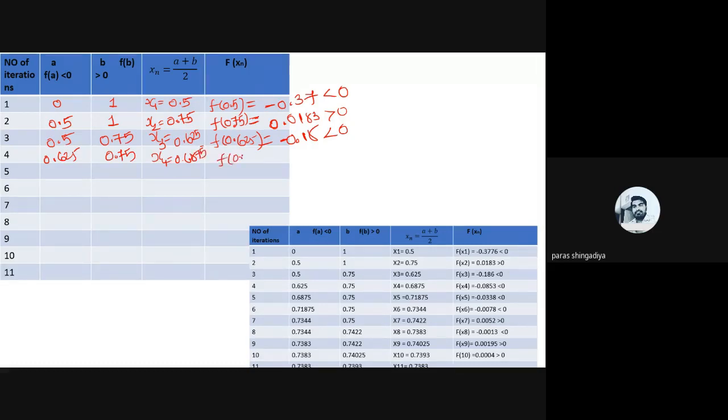Now check the function output at 0.6875, and you can verify this with the answer. That will be negative 0.0853 again. Just verify this answer, and if there is any mistake, tell me in the chat box. It is negative again, so 0.6875 will be replaced in place of 0.625, with 0.75 as it is, and here x5 will be 0.7187.